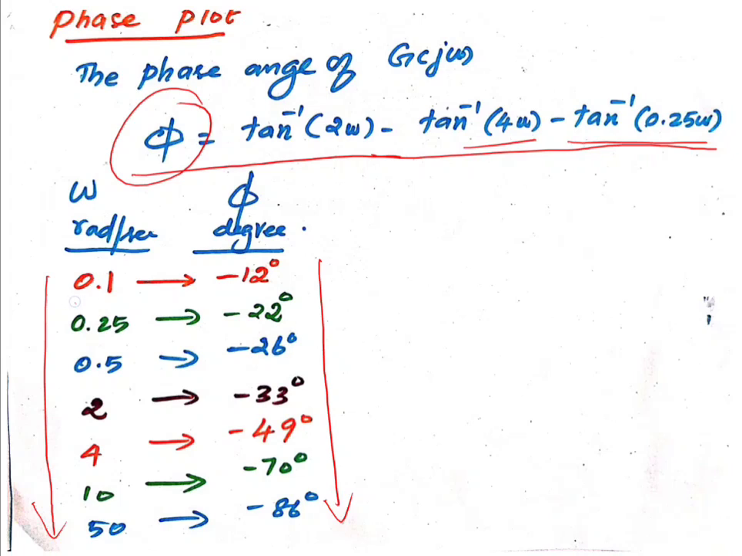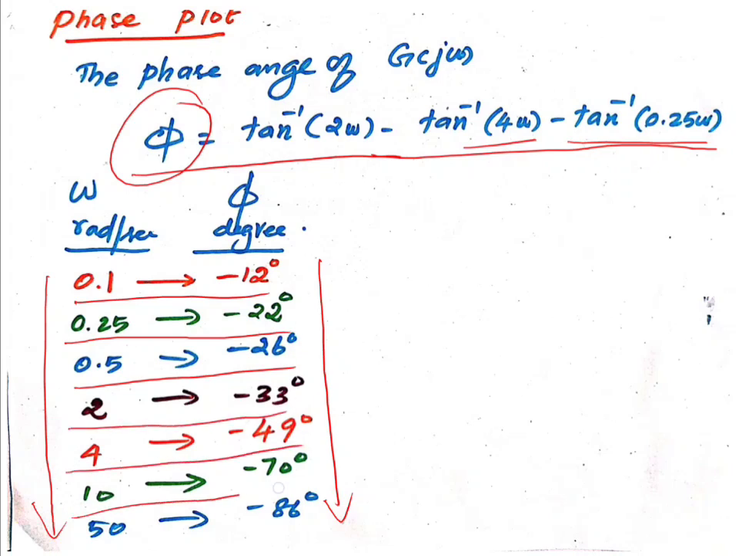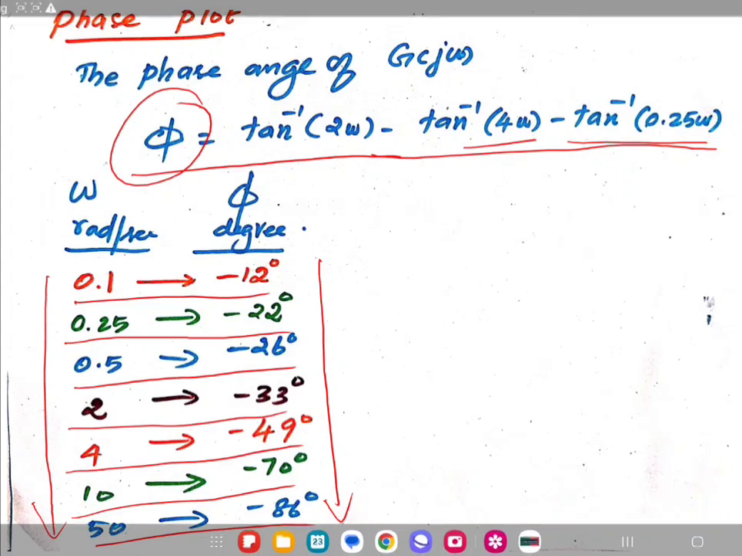So for 0.1 we get minus 12 degree, 0.25 minus 22 degree, 0.5 minus 26 degree, 2 minus 33 degree, 4 minus 49 degree, 10 minus 70 degree, 50 minus 86 degree.